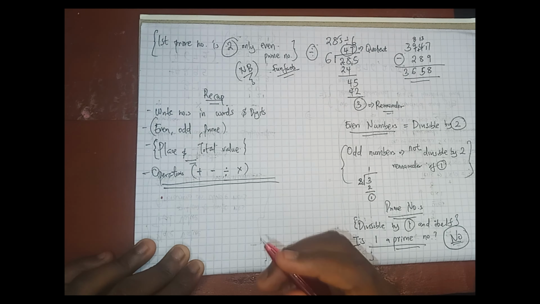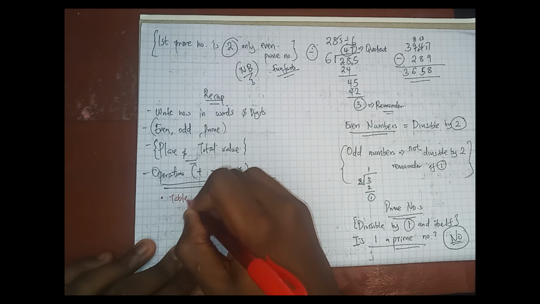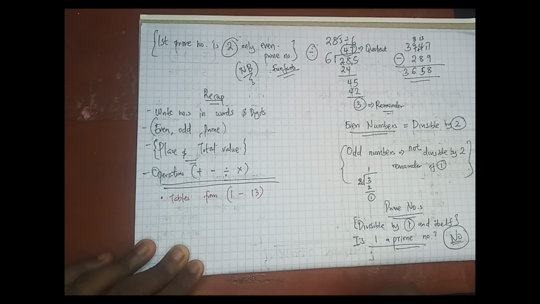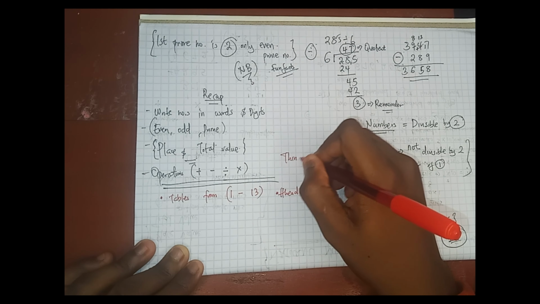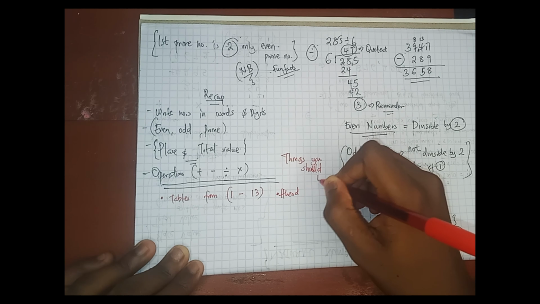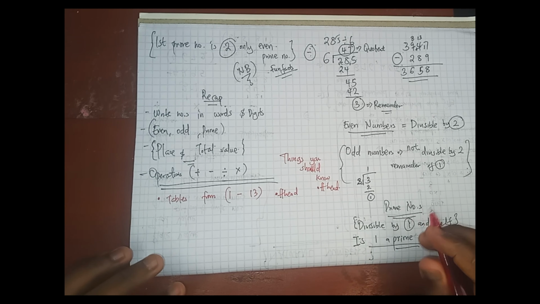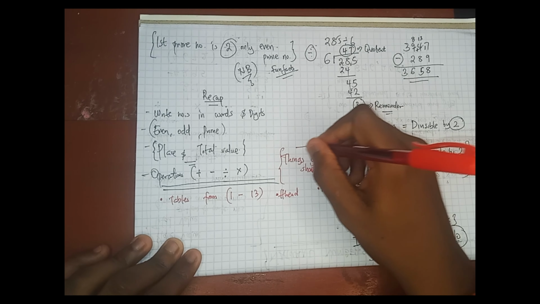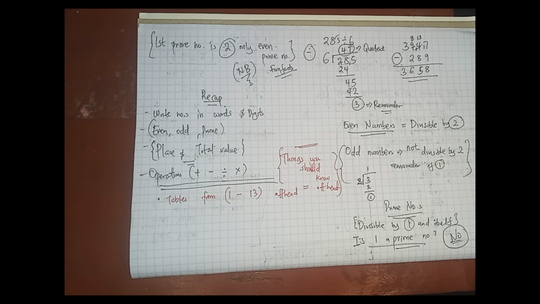So one thing you should know as a basic mathematician, tables from 1 to 13 offhead. These are things you should know offhead. Mind and writing. I'm an artist too, but I'm also here to help you in your mathematical journey. Tables from 1 to 13 offhead.